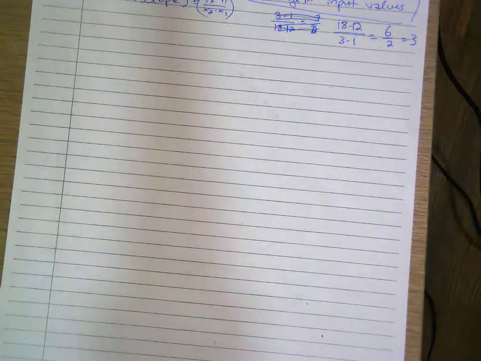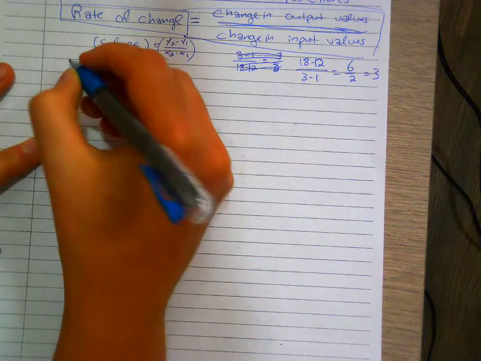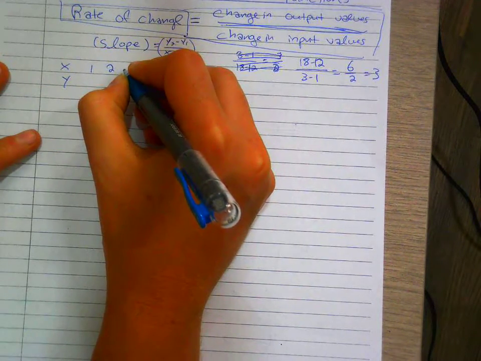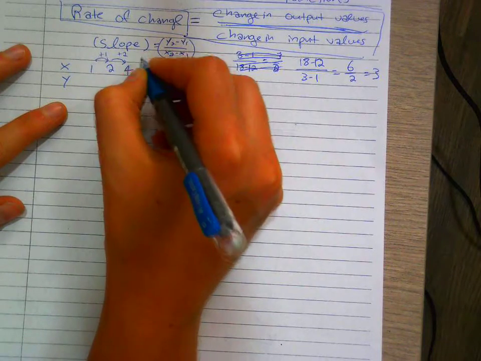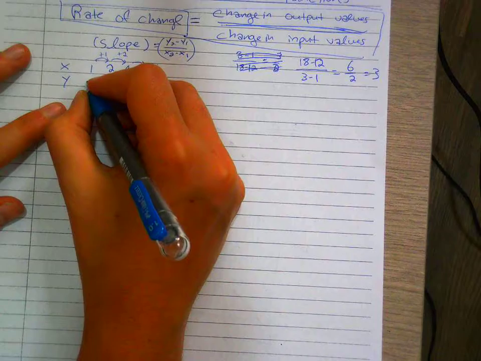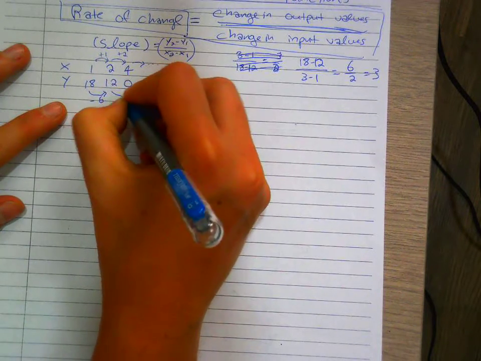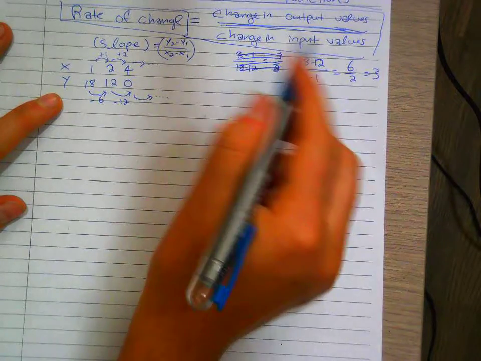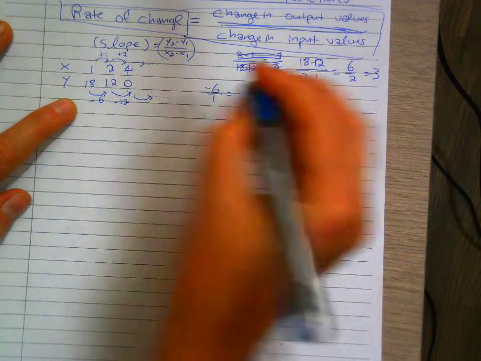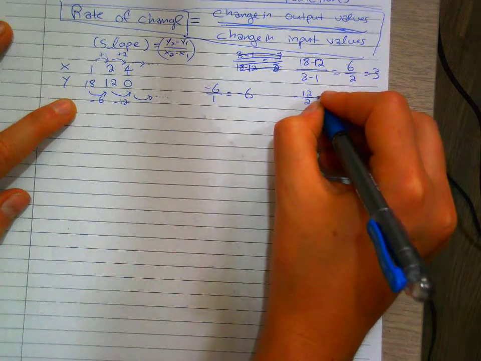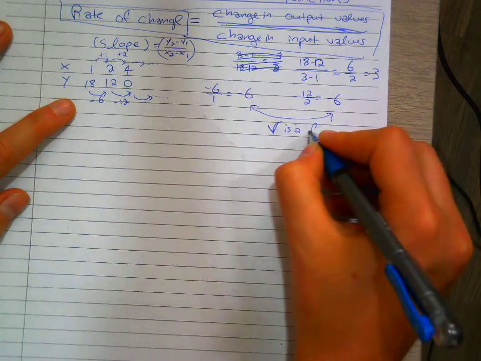Let me rewrite this. 18 minus 12 over 3 minus 1 equals 3, the rate of change. Here's another example, and hopefully it makes a little more sense. In a table with x and y, the values can go up by different amounts, like +1, +2, and so on, and it can still be a function. Here the output decreases by 6, then decreases by 12, and so on. The change is -6 over 1, which equals -6, the same as -12 over 2, which is -6. Because those are the same, check, it is a function.